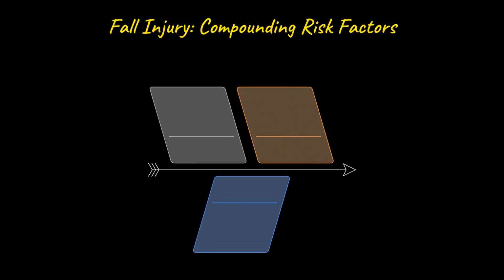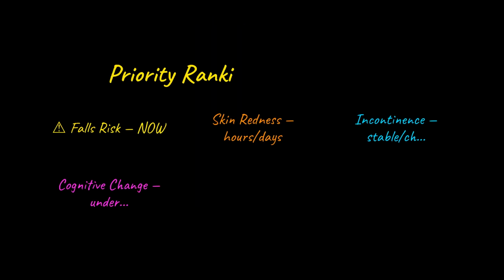A patient actively climbing out of bed while sedated can fracture a hip in the next minute, far faster than incontinence causes harm or redness progresses to skin breakdown. The mechanism involves compounding vulnerabilities. Older adults often have osteoporosis, slower reflexes, and may be anticoagulated. Add a recent opioid dose and an unsteady gait, and the same fall produces a far worse fracture or head injury than it would in a younger, unmedicated patient.